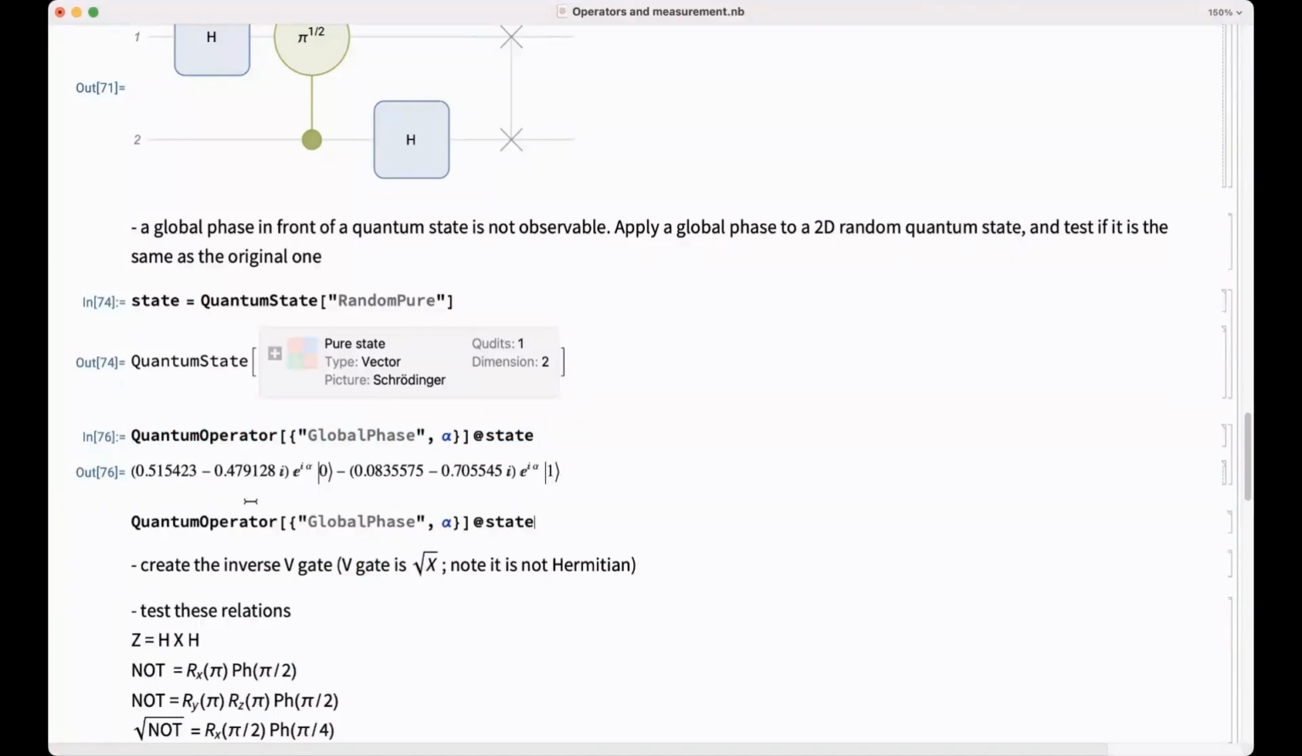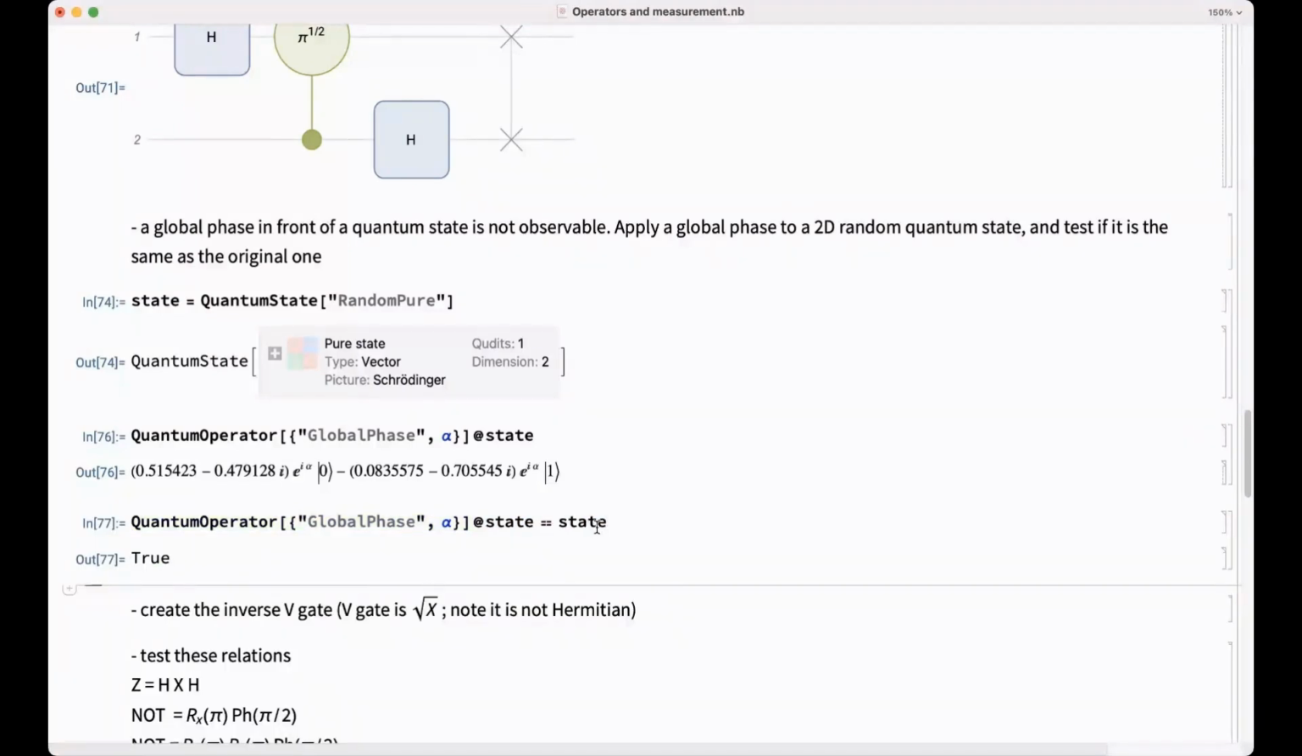That is not observable. How do you want to test it? By measuring? Let's test if it's the same as state. It's symbolic, so we might need to give a numerical value. Well, we don't test up to a phase, I think, right? Yeah, for states we do. All right. So you can test it like this.